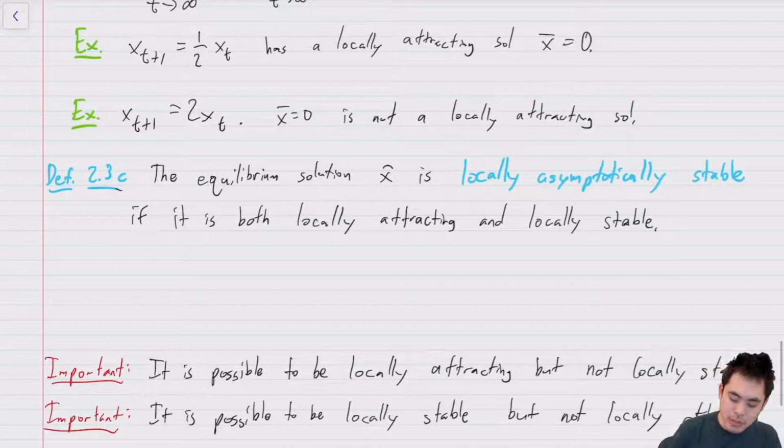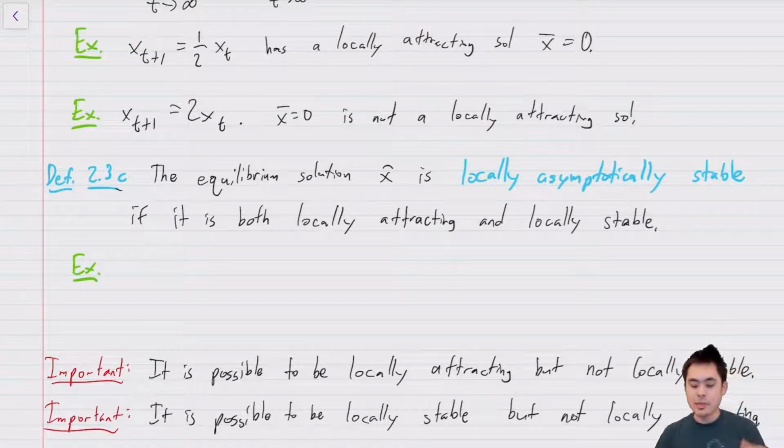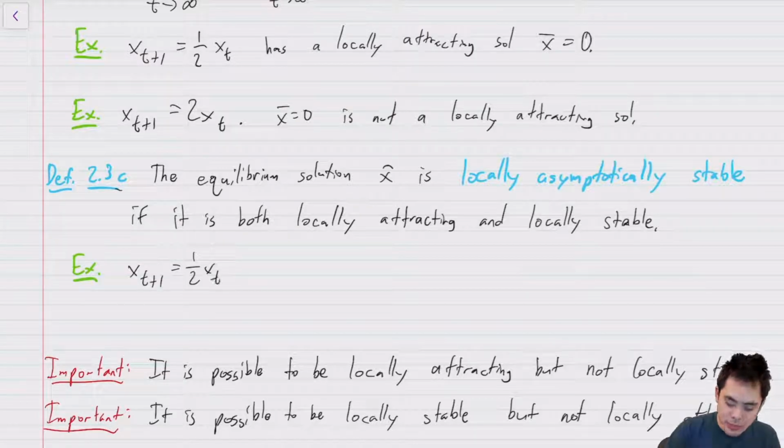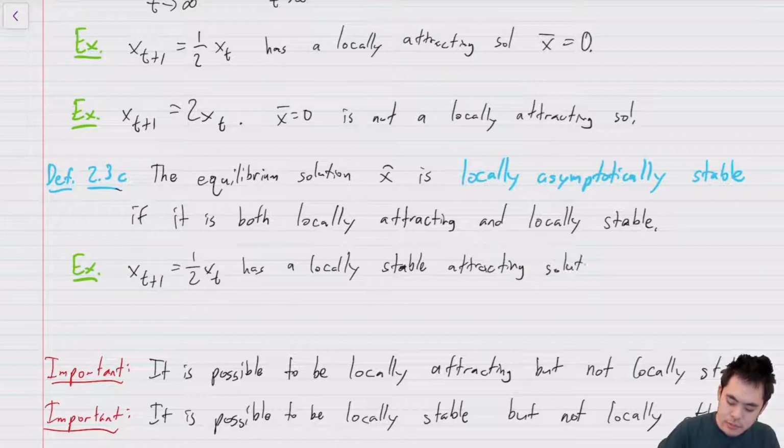And furthermore, we've already seen one of these examples. If something is both locally attracting and stable, then we call it locally asymptotically stable. And as I said, we've already seen one example of that. x sub t plus 1 is equal to 1/2 x sub t has a locally stable attracting solution x bar is equal to 0.